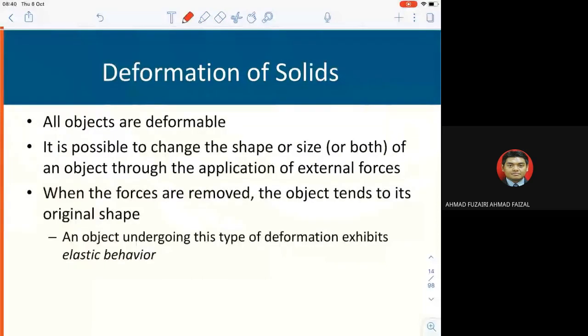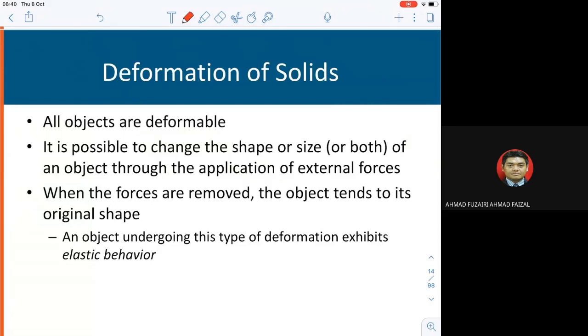We want to make a change. We want to change the solid's properties. We want to change the shape or maybe the size or one part of the solid, maybe by applying some external force. So that's what deformations of solids means.